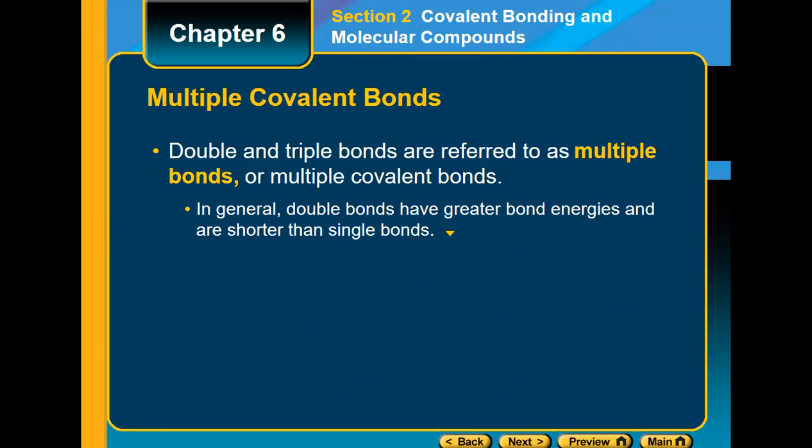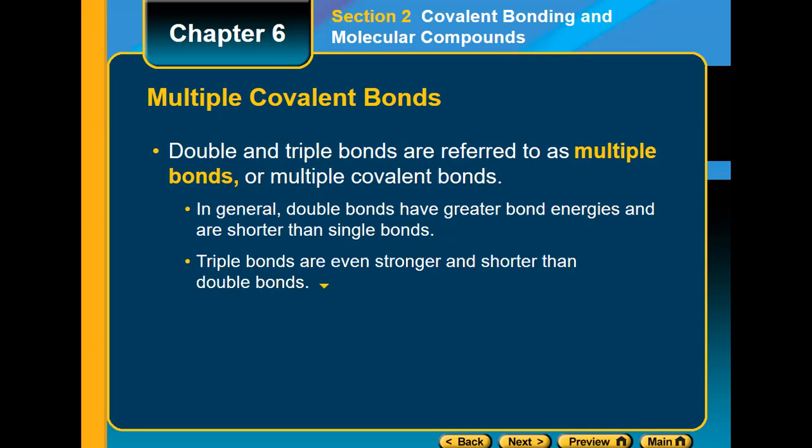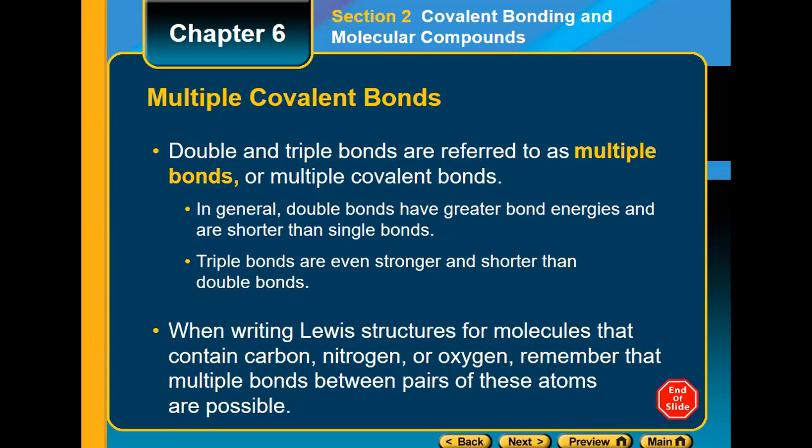Double and triple bonds are referred to as multiple bonds. So why do we call them multiple bonds? Because it's more than one single bond. In general, double bonds have greater bond energy and are shorter than single bonds, and triple bonds are even stronger and shorter than double bonds. So as we have more bonds, it means more stability. If we have two, it means stronger, it requires more energy to break, and if we have three, of course, even stronger and needs more energy. So once two atoms are bonded by a triple covalent bond, they are more stable than if they were bonded by a double covalent bond, and more than by a single covalent bond.